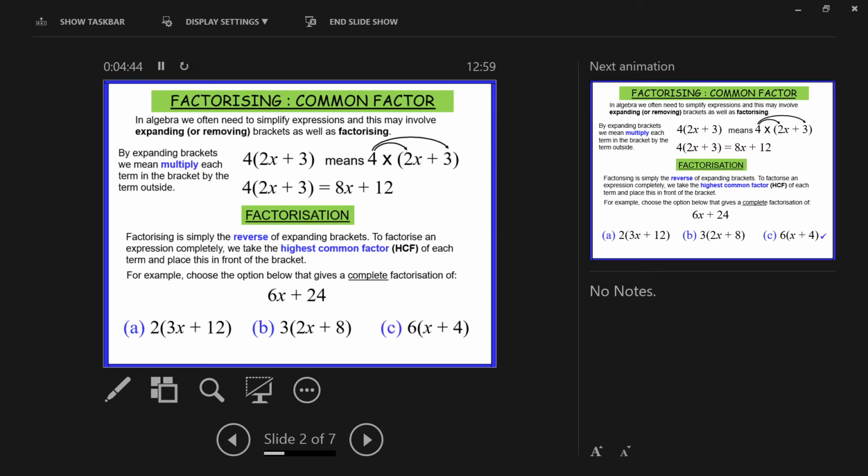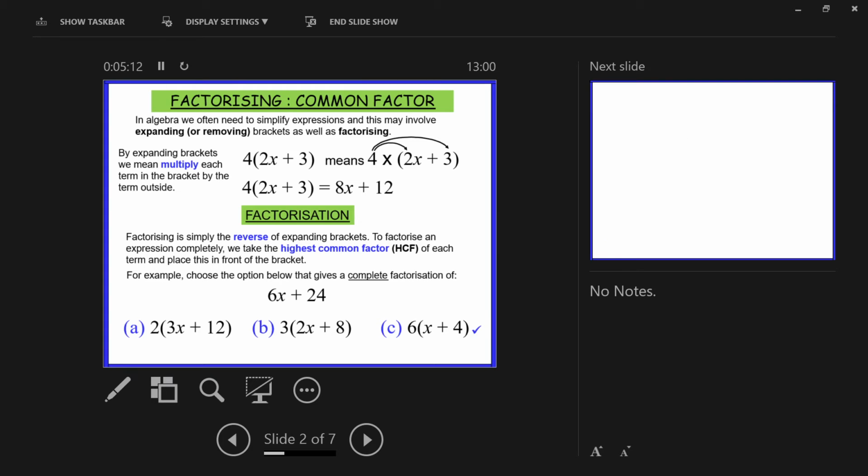It's basically this, but just without writing it like that. And we say 6x divided by 6. So that's how we do it. That's factorizing. Yeah, it's easy. Okay, right. The important part is, so obviously here it would be option C.